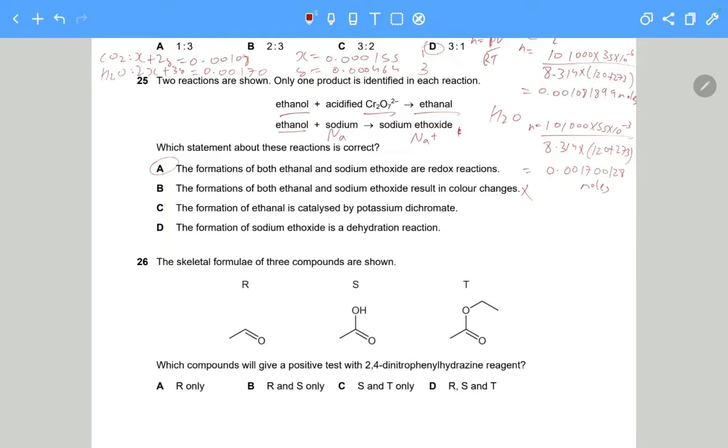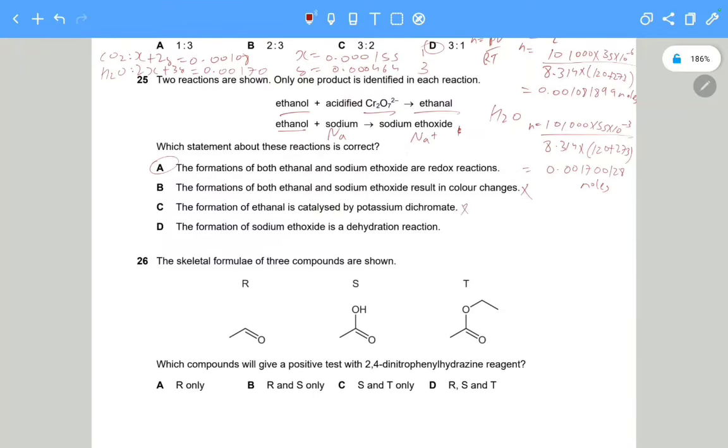It's from orange to green, whereas in the second one you do not see a color change. Ethanol plus sodium, you'll not see a color change, you'll only see hydrogen gas being evolved. And then option C, the formation of ethanol is catalyzed by potassium dichromate. The potassium dichromate is not a catalyst, it's an oxidizing agent. A catalyst does not get used up during the reaction, an oxidizing agent does. So it is not a catalyst.